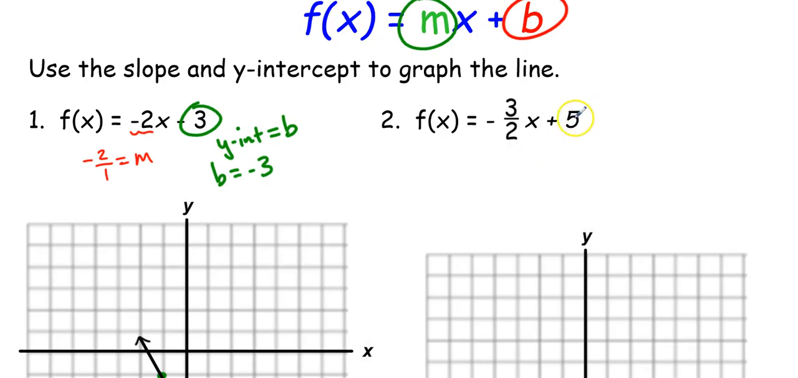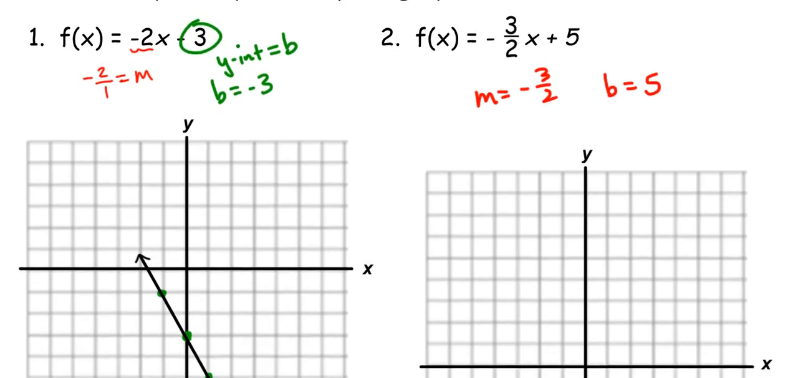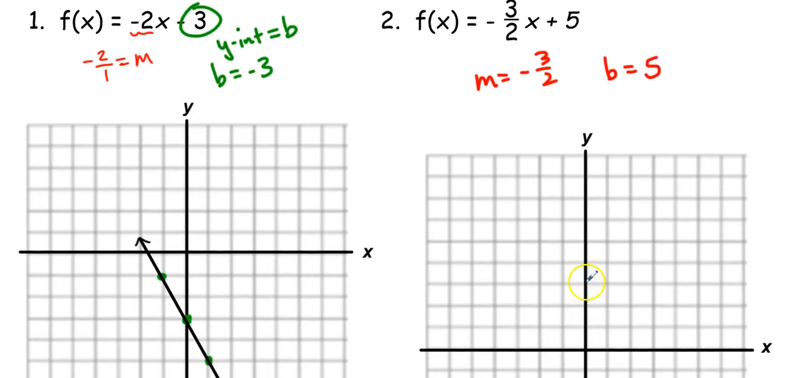The slope is going to be -3/2. My y-intercept, or my b, is going to equal +5 in this case. So let's take a look at what happens here. So I go up 1, 2, 3, 4, 5. There's my y-intercept. And then my slope is -3 over 2.